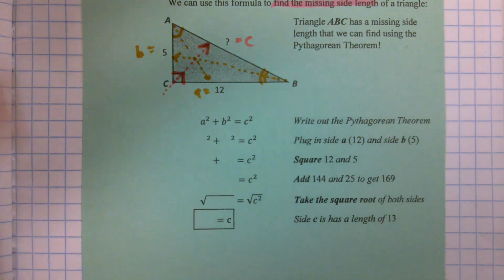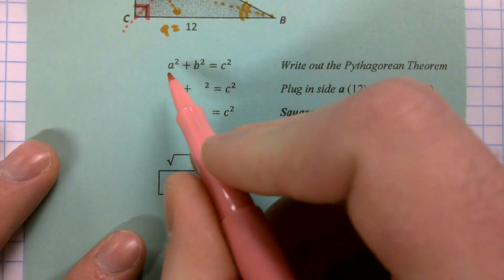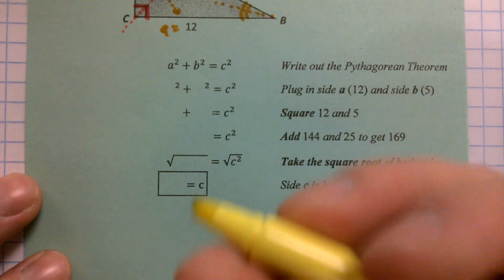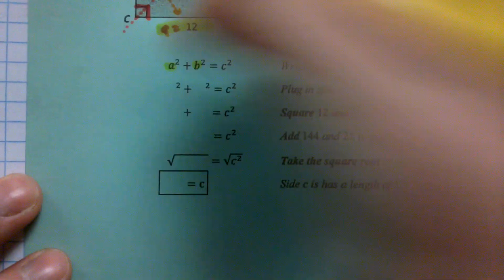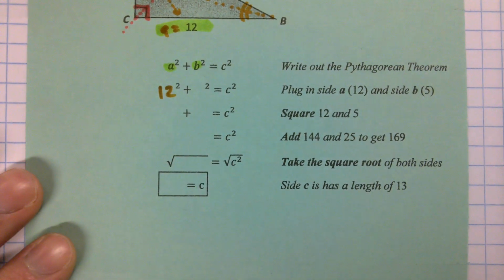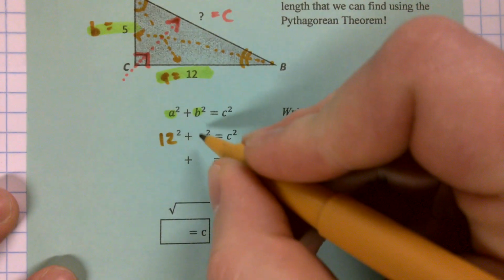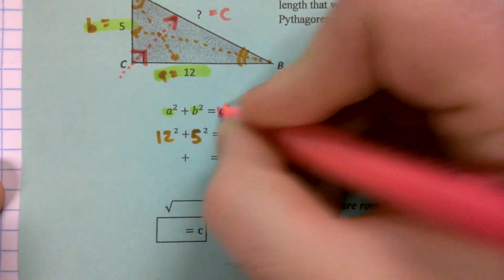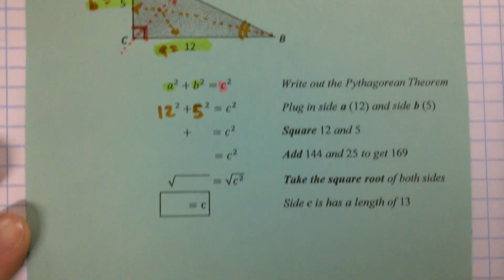I want to find C. We're going to set up a nice simple equation here. A squared plus B squared equals C squared. My A, we said, was equal to 12. I'm going to plug that in right there. What was my B equal to here? 5. I'm going to plug that in right there. And again, we don't know what C is, so we're going to just leave it as C squared.